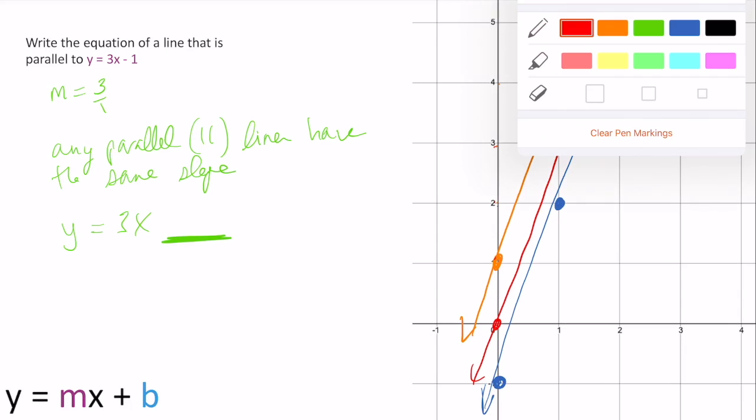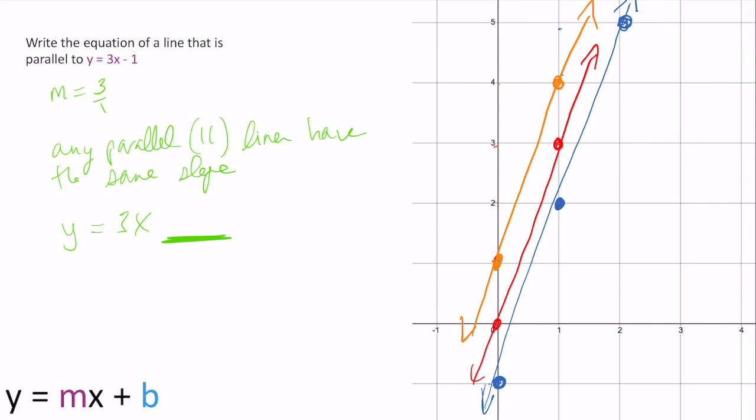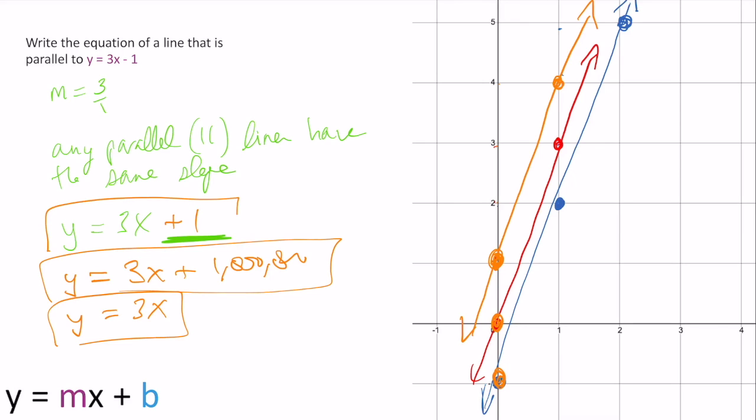So the thing you can see here is that you can pick any y-intercept you want. You could pick 1, you could pick 0, -1 was the original one. It doesn't matter. The only thing that matters is that it has the same slope. So I could do y equals 3x plus 1, I could do y equals 3x plus 1,000,000. I could do y equals 3x plus 0, the origin, which would just be y equals 3x. Any of these are going to be parallel to our original line because the only thing that matters is that the slopes are all 3. As long as the slopes are the same, they're parallel.